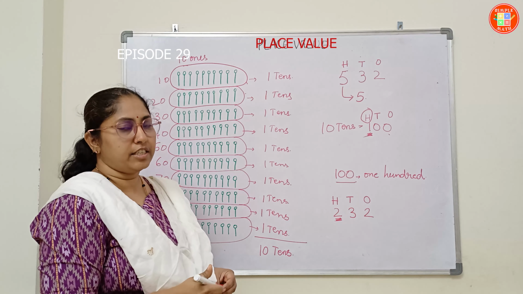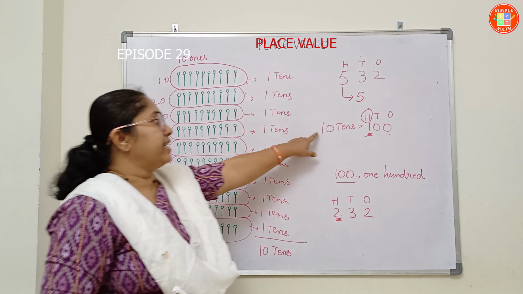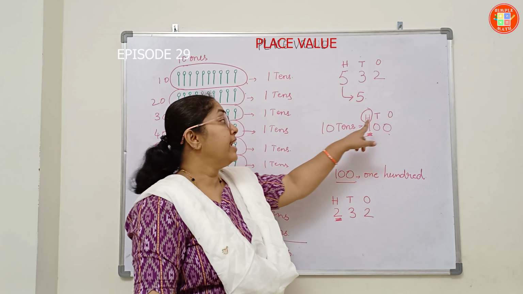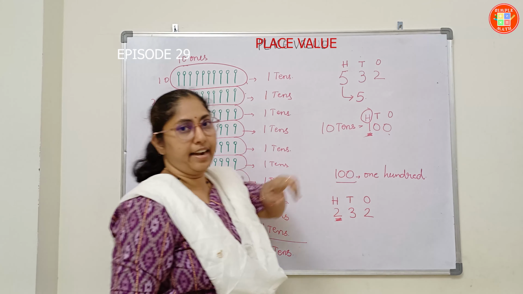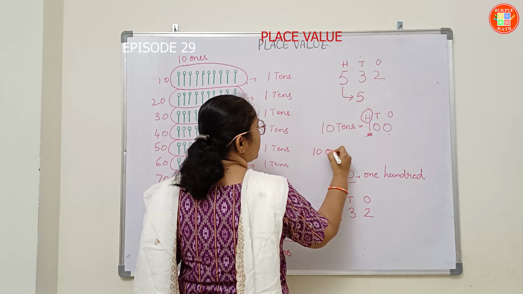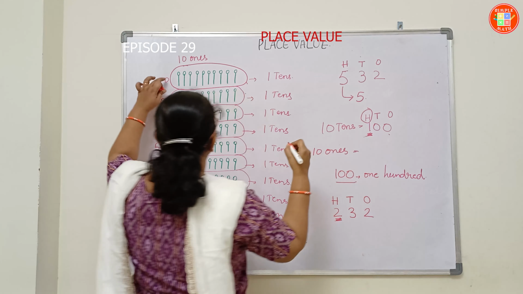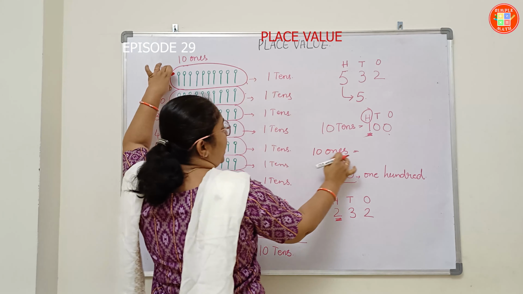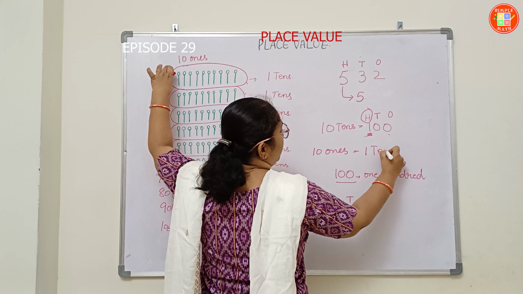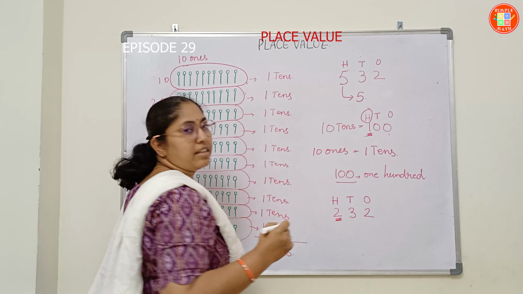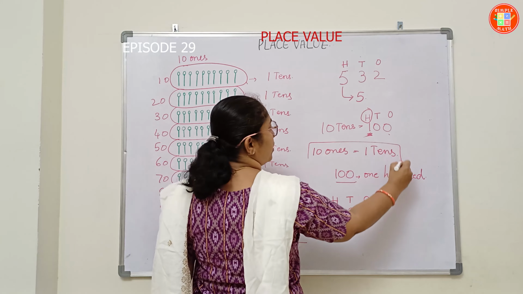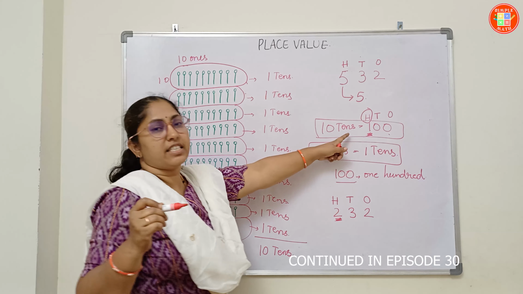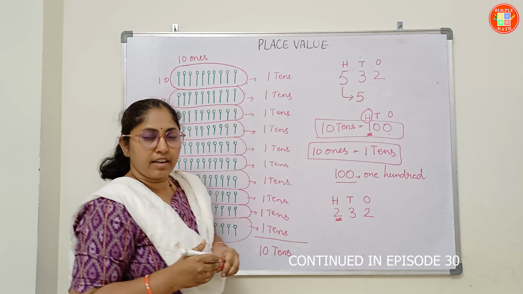How do you get the hundreds place value? 10 tens is equals to 100. How many tens is equals to 100? 10 tens is equals to 100. 10 ones is equals to how much? 10 ones. First box. This is 10 ones. How many lollipops you have here? 10. So 10 ones is equals to 1 tens. Understood, children? Now understood the place value of the hundreds column here. 10 tens is equals to 100. Clear?